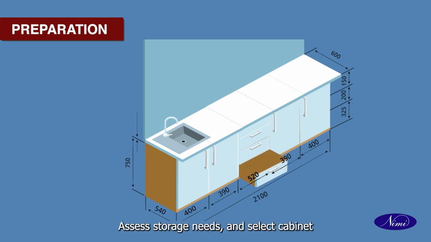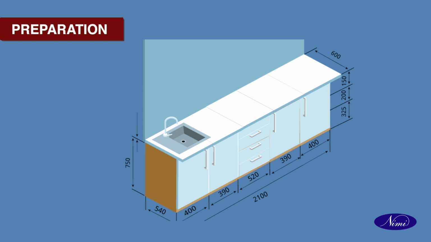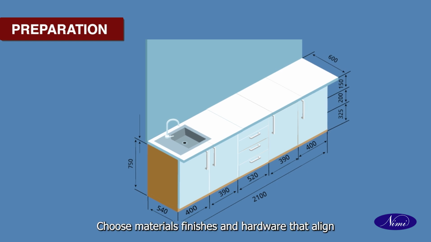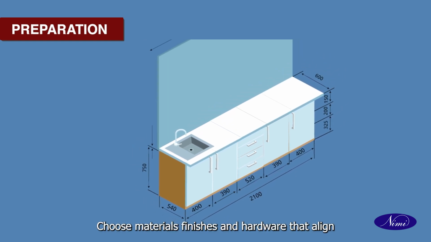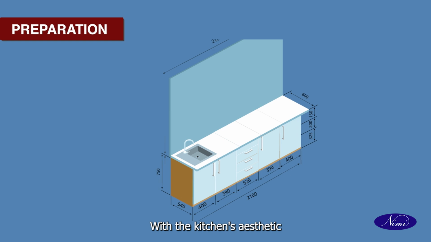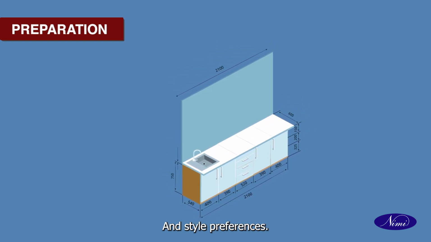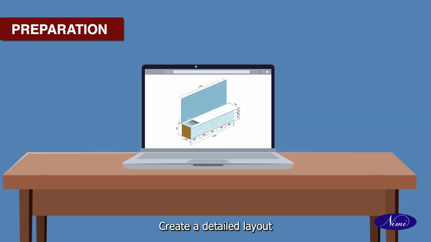Assess storage needs and select cabinet configurations that maximize efficiency, such as deep drawers or pull-out shelves. Choose materials, finishes, and hardware that align with the kitchen's aesthetic and style preferences. Create a detailed layout plan either through consultation with professionals or utilizing design software to visualize cabinet placement and ensure a seamless fit within the space.